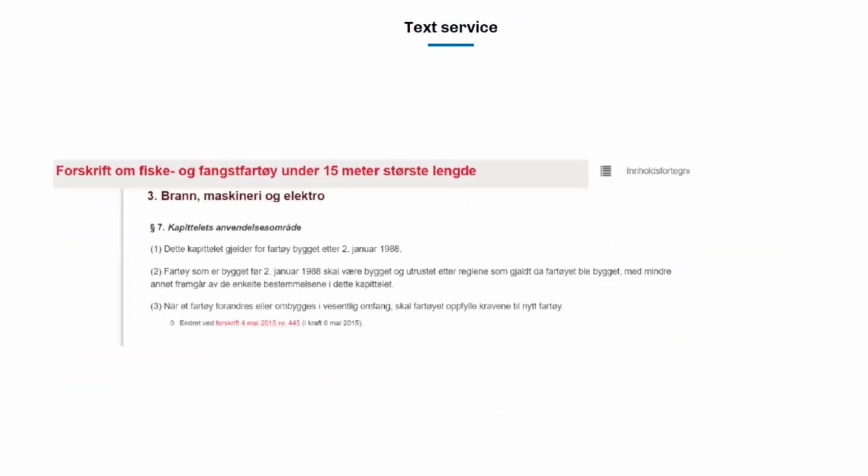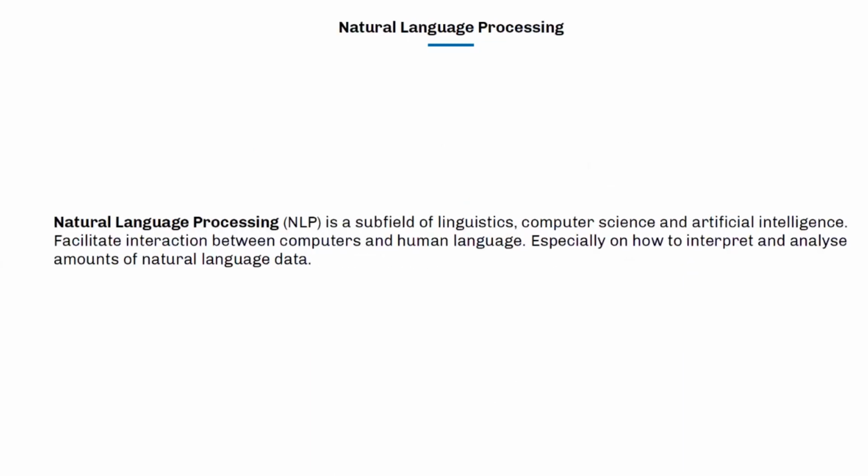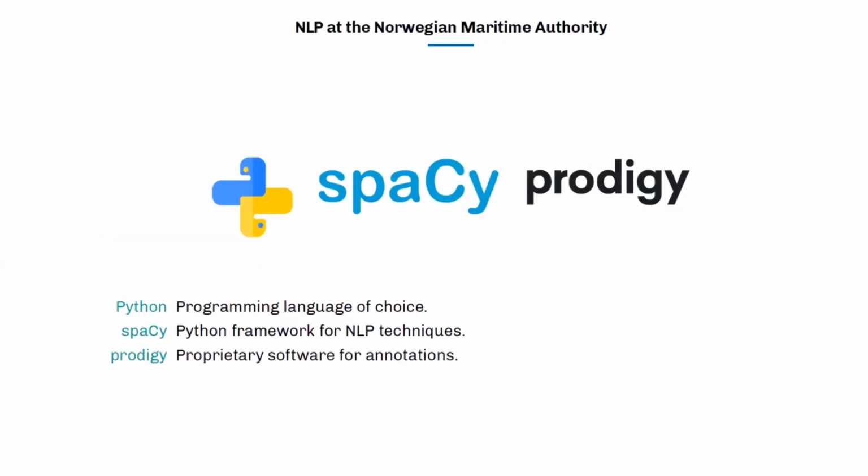But let's start with the text service. So as I mentioned, we could extract the plain text of the regulation through the text service over HTTP. And this is sent into the NLP module that is implemented in Python using the framework spaCy. And we also make use of the proprietary software Prodigy for doing annotations. I'm coming back to the annotation stuff in a couple of slides.